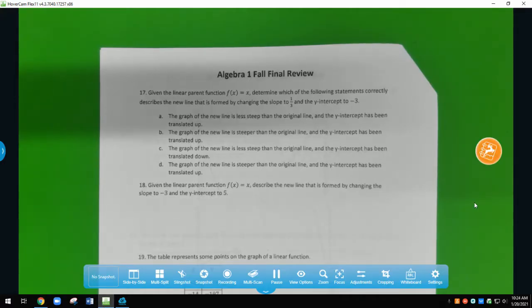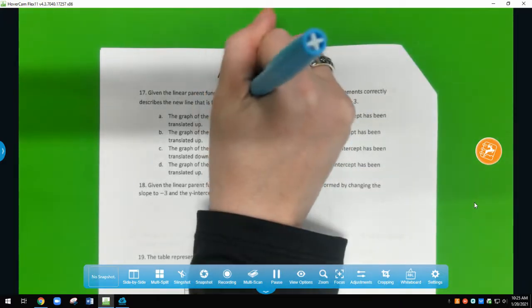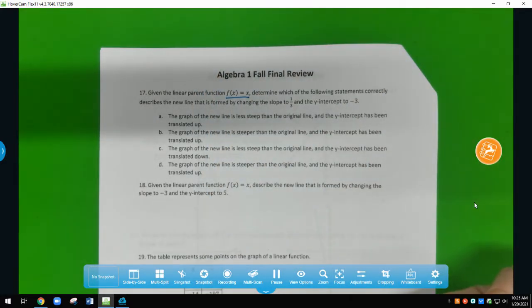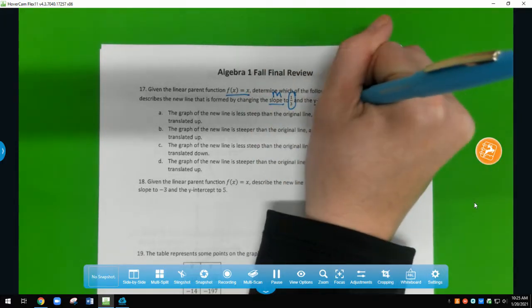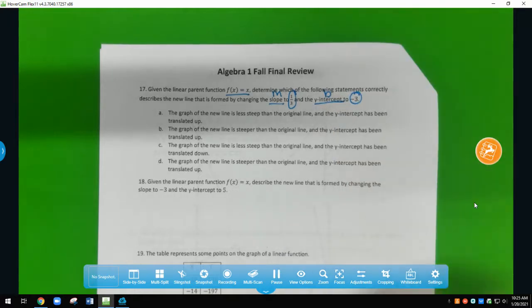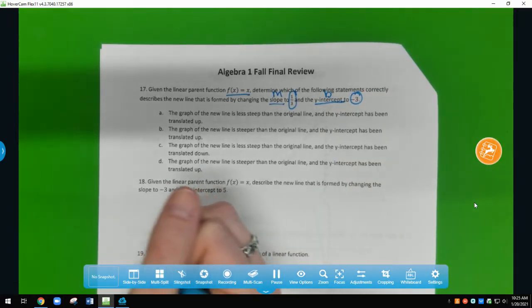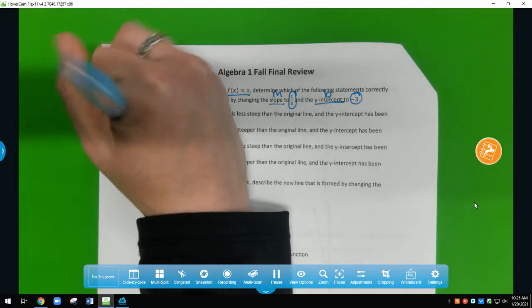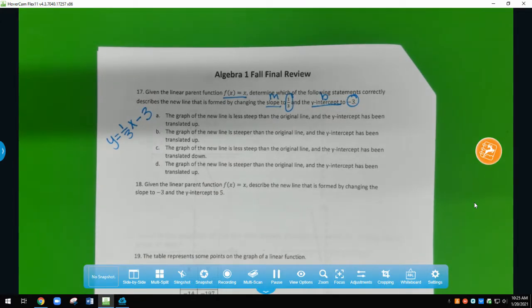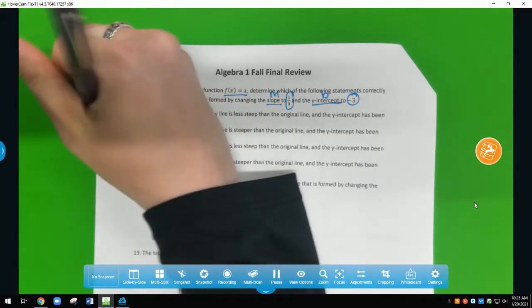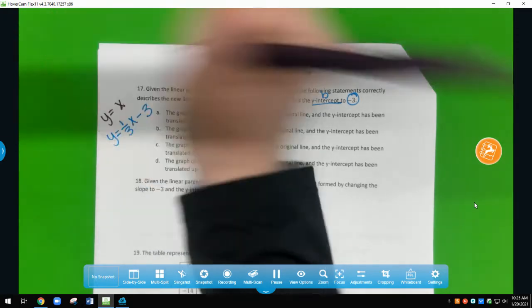Okay, so now we are going to go over the last part of the review. Number 17, given the linear parent function f of x equals x, determine which of the following statements correctly describes the new line that is formed by changing the slope, so that would be our m, to 1/3, and the y-intercept, so that's the b, to -3. So if we write that equation, it's going to be y equals 1/3 x minus 3.